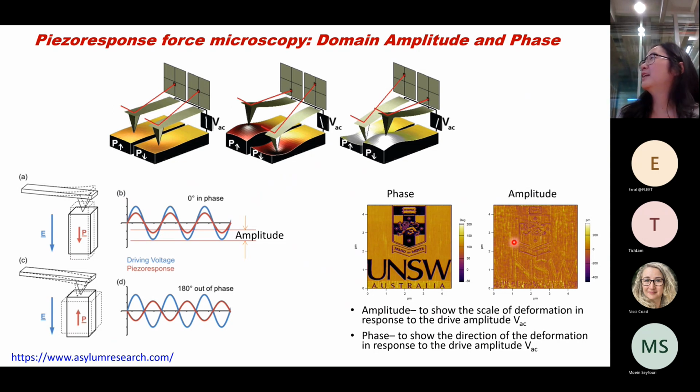Okay. And another very key piece of information is the amplitude. The amplitude shows how strong this piezo response is, like under this AC bias, how strong the deformation is. This is called the electromechanical response. So these two pieces of information can tell us the domain structures, and also whether it has a piezoelectric or ferroelectric response.